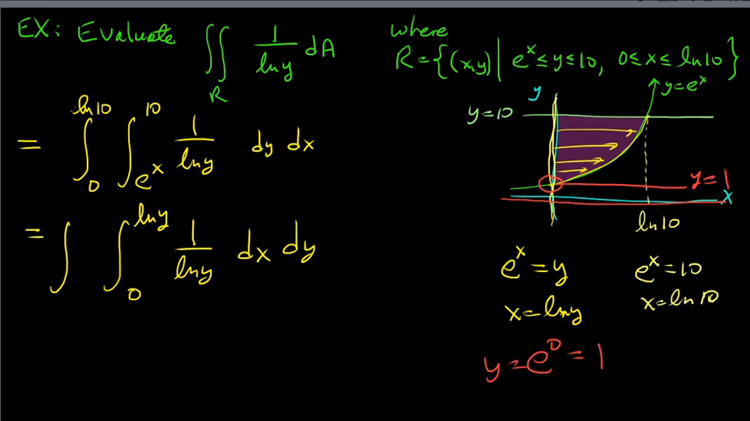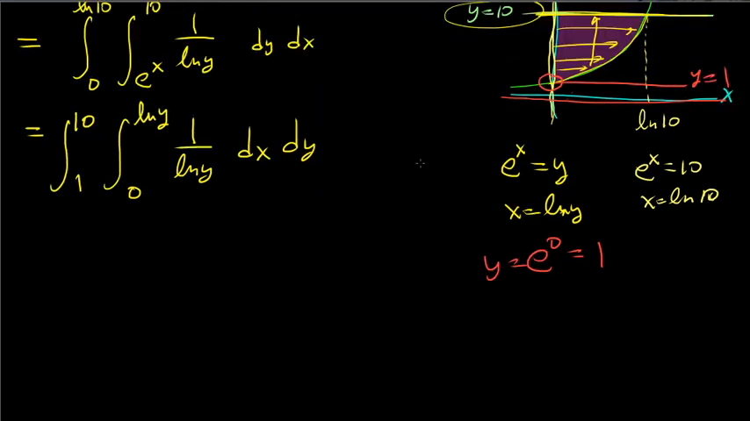So that's the lower boundary for y. The upper boundary, how far are we going? We're going all the way up to this horizontal line here, which is given. It's y equals 10. Okay, so now can we evaluate this iterated integral? Let's do the inside integral first. Oh, sorry, 1 to 10, not 0 to 10.